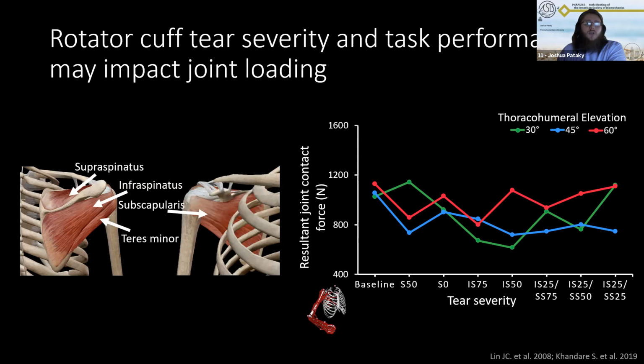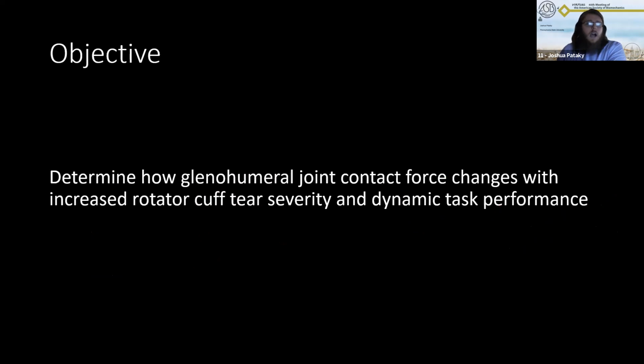However, it is unclear how joint contact forces change with dynamic tasks, what outcomes could be expected based on tear severity. Therefore, our objective in this study was to determine how glenohumeral joint contact force changes with increased rotator cuff tear severity and dynamic task performance.